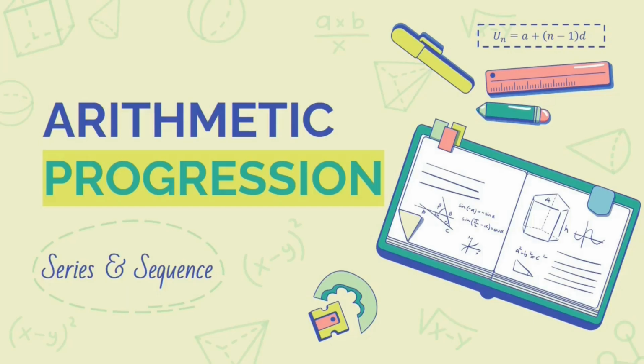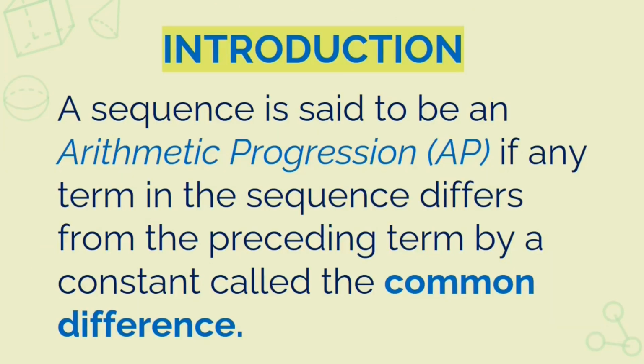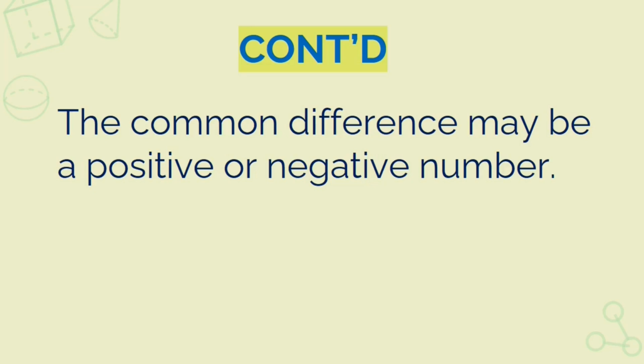We are continuing our discussion on series and sequence, and the subtopic for discussion is arithmetic progression. A sequence is said to be an arithmetic progression, also termed AP, if any term in the sequence differs from the preceding term by a constant called the common difference. In other words, a sequence is regarded as an arithmetic progression if the differences in the sequence are the same. Note that the common difference may be a positive or a negative number.